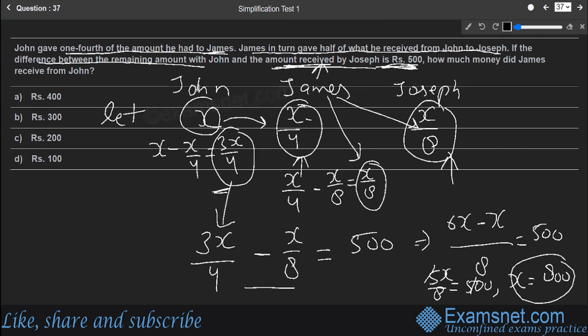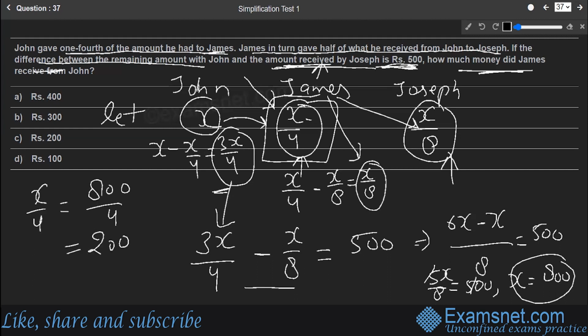What they are asking in the question is how much money did James receive from John? We can see in the chart, it's the x by 4 amount. So if x is 800, then x by 4 is going to be 800 by 4, that is nothing but 200 rupees. So that should be the final answer. The money received by James from John is rupees 200. It is available in option C.